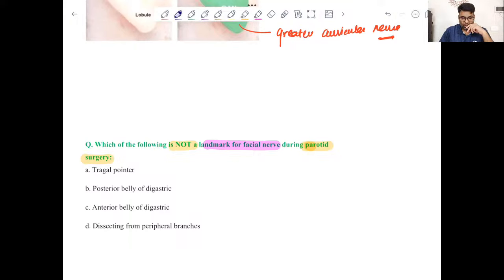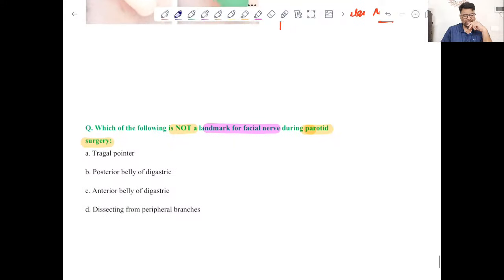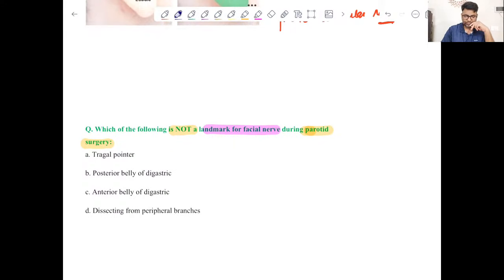So now what are the surgical landmarks which tell us that we are somewhere in the vicinity of the facial nerve? And this question is about all except. So which is not the landmark related to the course of the facial nerve whenever we are operating in the area of the parotid gland? Yes, any idea? Anyone who can answer this question? Yes, slightly difficult, I do agree.